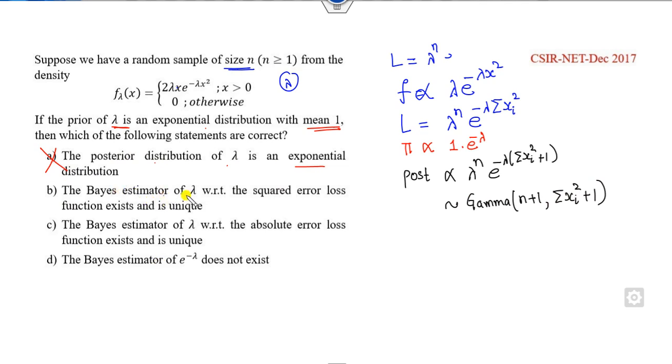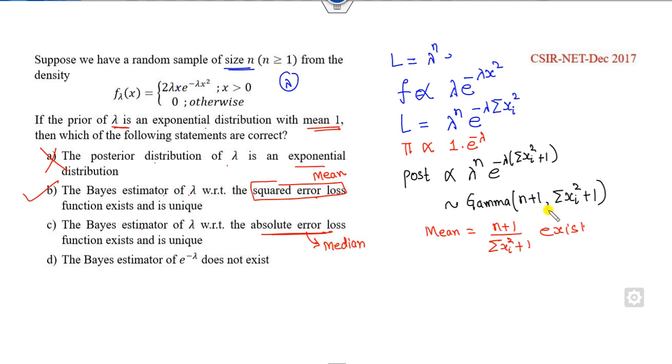Bayes estimator of lambda with respect to the squared error loss is called the mean. So can you find the mean of this? Mean is n plus 1 over summation xi square plus 1. So that exists and it's unique. What about the absolute error loss? What is the meaning of the absolute error loss? It is a median. So can you find this? Because what is the median of this? Can you find the median of the gamma distribution? Can you find its existence?